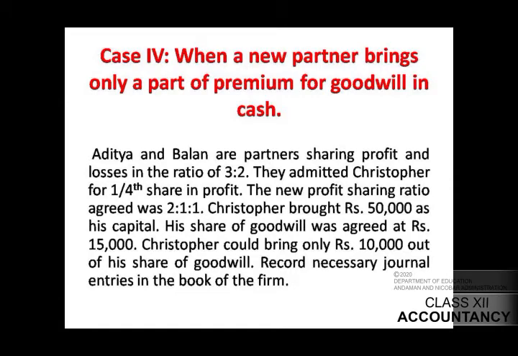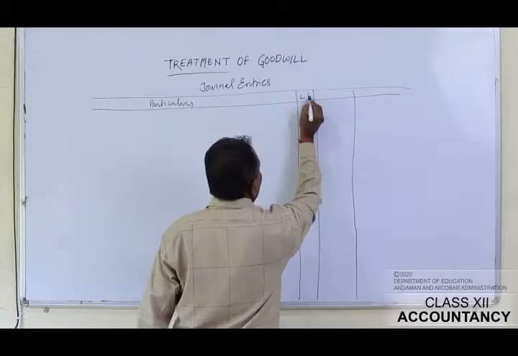Aditya and Balan are partners sharing profit and losses in the ratio of 3:2. They admitted Christopher for 1/4 share in profit. The new profit sharing ratio agreed was 2:1:1. Christopher brought rupees 50,000 as his capital. His share of goodwill was agreed at rupees 15,000. Christopher could bring only rupees 10,000 out of his share of goodwill. Record necessary journal entries in the books of the firm.